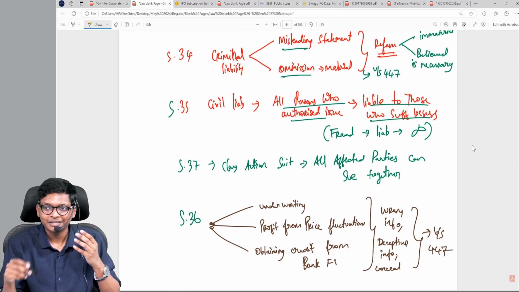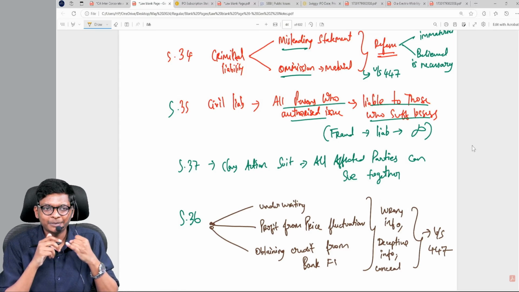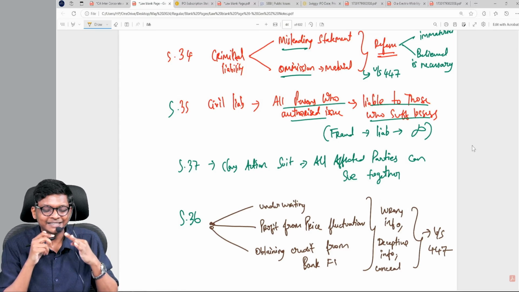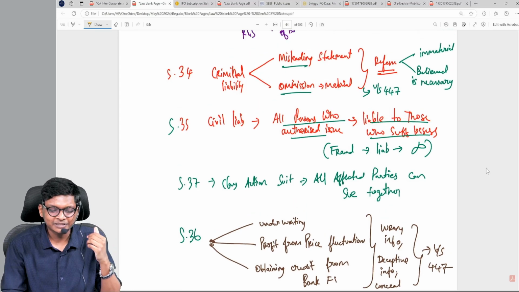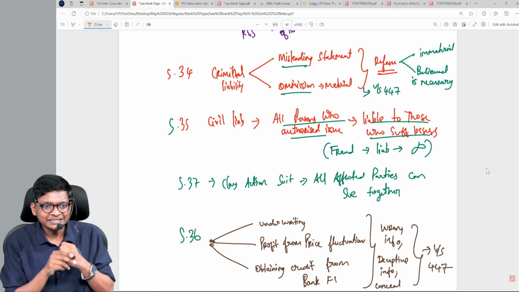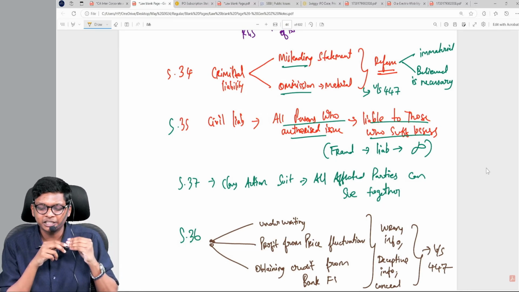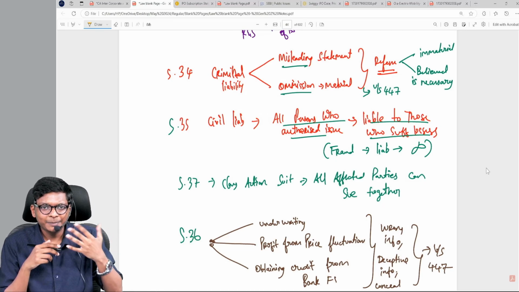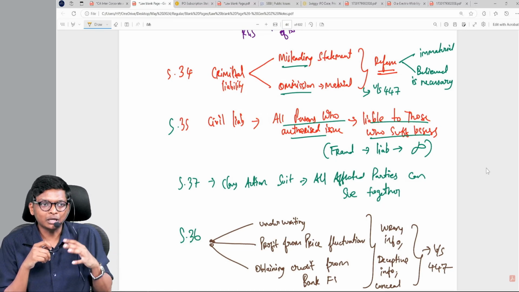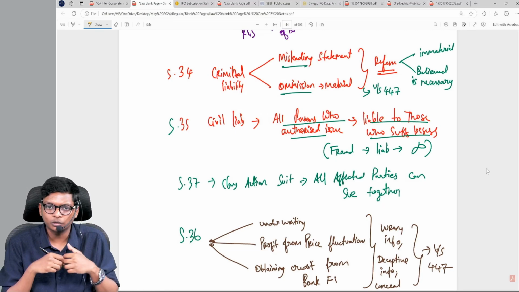Then we went to lunch, and then we came back from lunch. Then we saw criminal and civil liability. Section 34 is criminal liability, 35 is civil liability, 36 is personation, and 37 is class action suit. 34 is simple criminal liability. If there is any misleading statement or any omission which is material, you are liable under section 447. If it's immaterial, there is a defense, or if you believed it to be true.